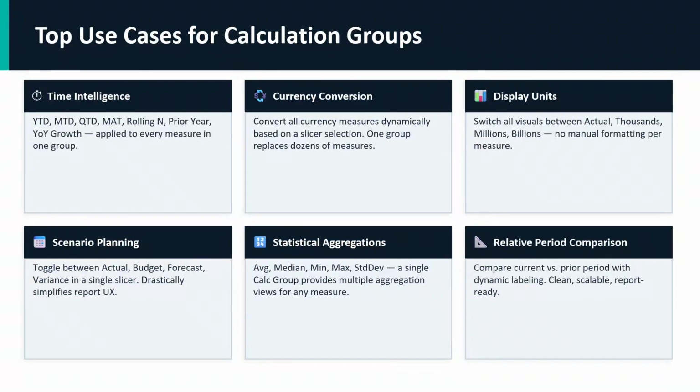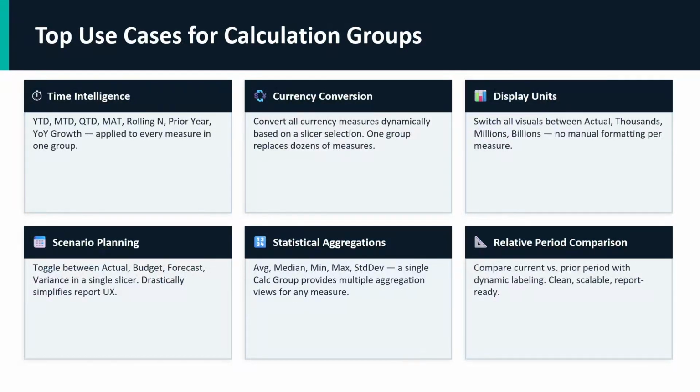Also, scenario planning. You want to toggle between actual, budget, forecast, your variance. All of them can be calculation items. They are much cleaner than us creating 4 separate measure groups. And it makes your report user interface easy when you are doing dashboards.